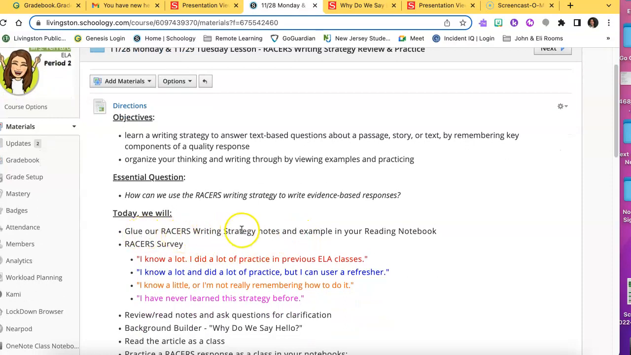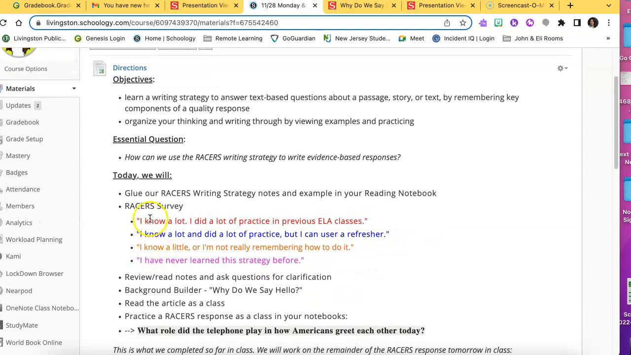So like I said, we glued in our writing strategy notes and the example into our reading notebook. And then we did a Racer's survey. So basically the students discussed whether they knew a lot. They did a lot of practice in previous ELA classes. Some students shared some stories about what their teachers did with them last year. Some students said that they could use a refresher. Some students were not really sure, they didn't really remember how to do it, and other students said that they had never learned the strategy before.